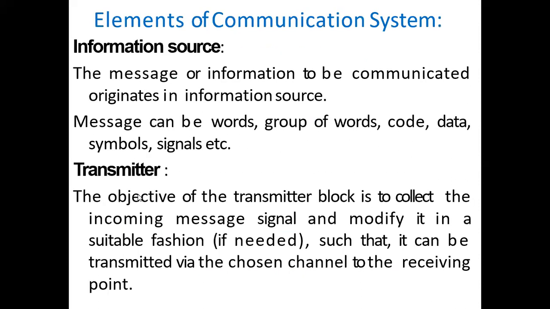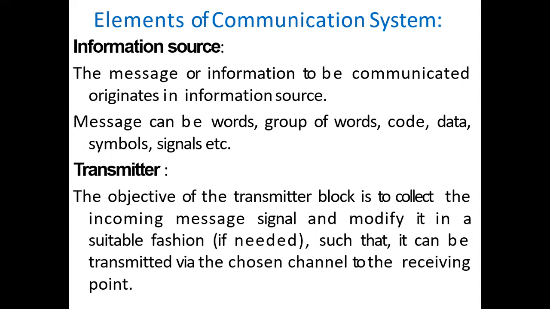Coming to the first one, source. This source consists of the actual information which we need to transmit from source to destination. That information may be in the form of words, a group of words, code, data, or symbols, or it may be a signal. So from the source, we originate the information which we need to communicate.